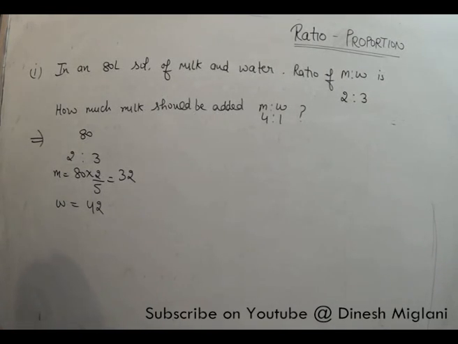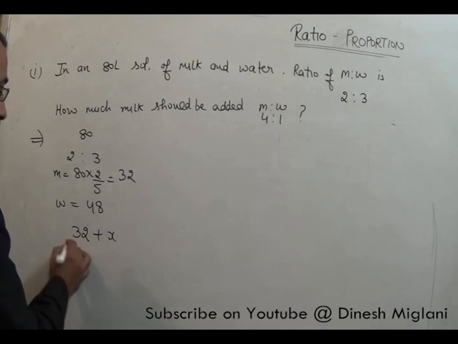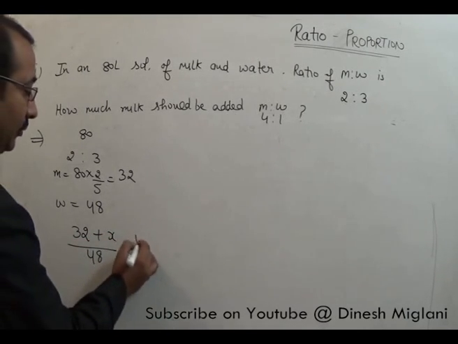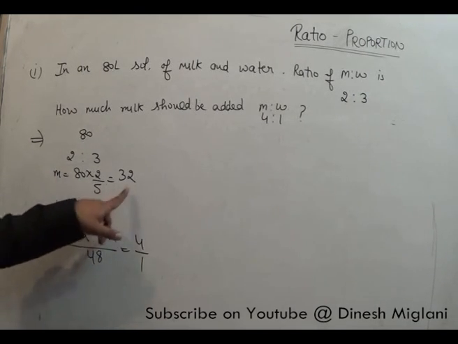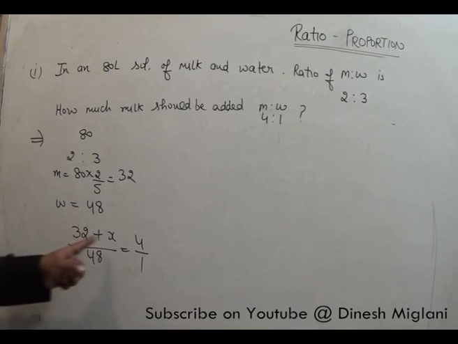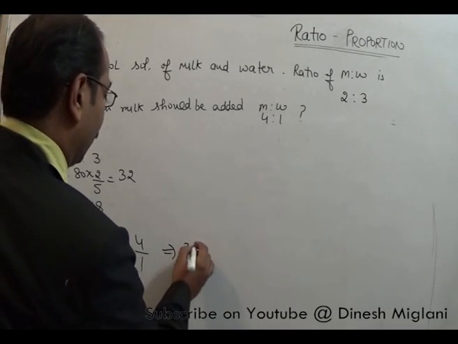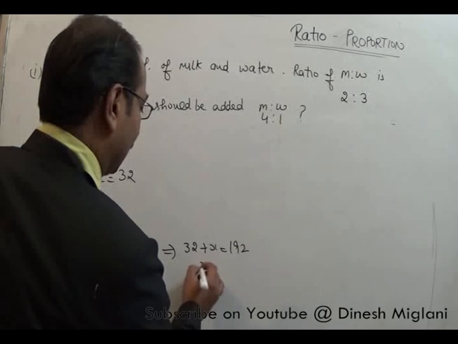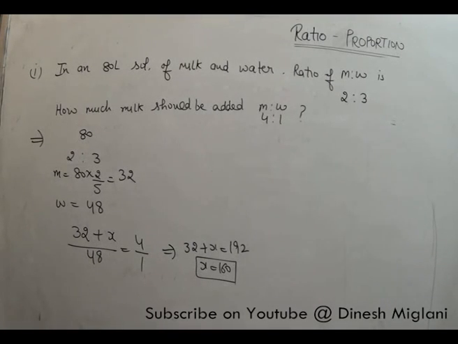So I have to add the milk in this. It means earlier my milk was 32. I will add x liter milk in it. The value of the water will remain the same. And the ratio becomes 4:1. Pay attention to what we have done. Total was 80 and milk to water ratio is 2:3. So milk is 80 into 2/5, that is 32, and water is 48. Now milk is 32 and water is 48. It is given that milk should be added, so I will add milk inside it. 32 plus x upon 48, I have to find x. Cross multiply, 32 plus x equal to 192 and x is equal to 160. Now the answer is 160 liters of milk should be added so that the ratio becomes 4:1.